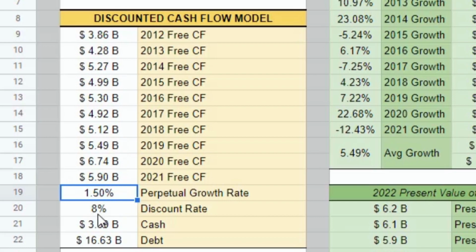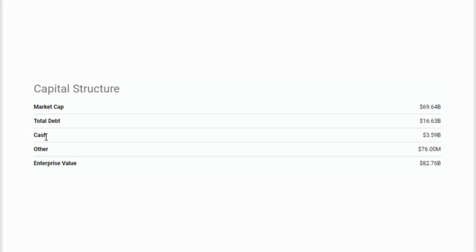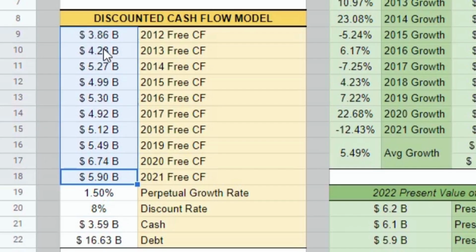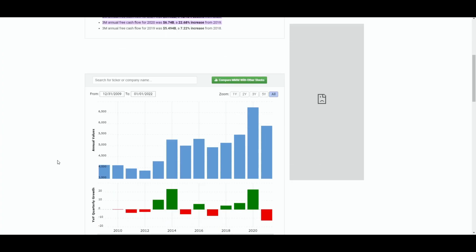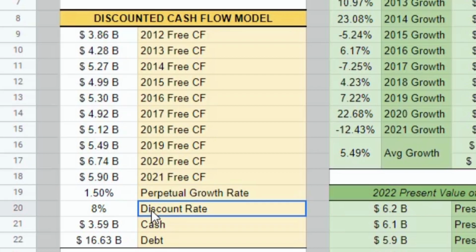Moving on with the DCF model: perpetual growth rate 1.5%, discount rate 8%, and total cash and total debt on hand. Where do you find that? Over on Seeking Alpha, type in 3M, $126.99. Come down to their valuation tab, where you can find their cash and total debt numbers. I found the free cash flow numbers over on Macrotrends. You type in 3M free cash flow, come down, and they have the numbers for about 13 to 14 years in a row.